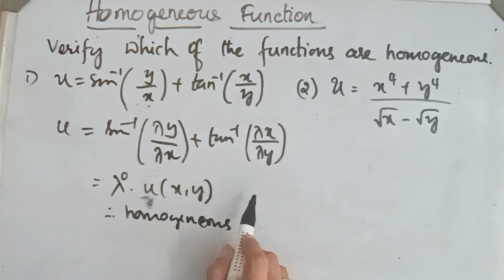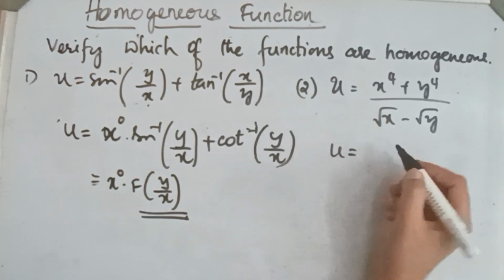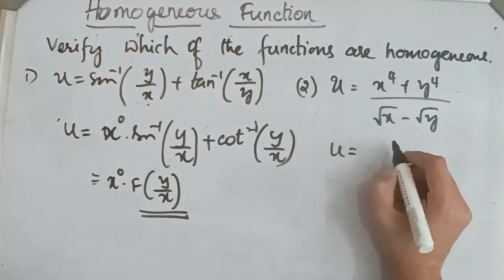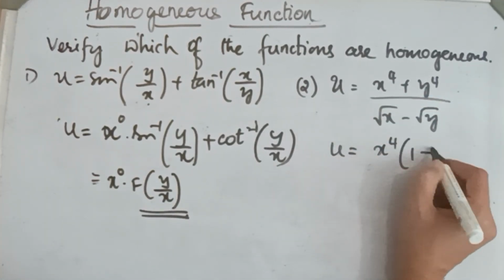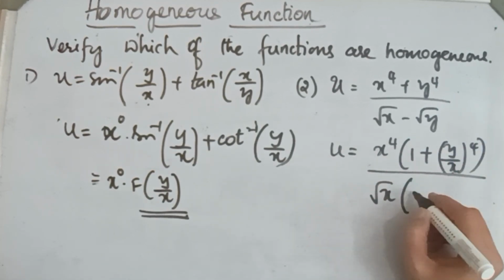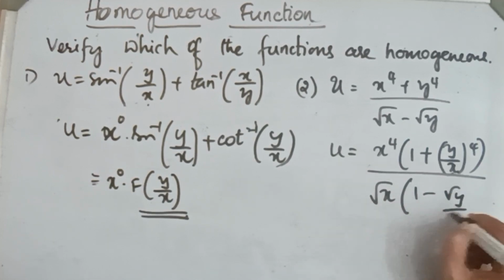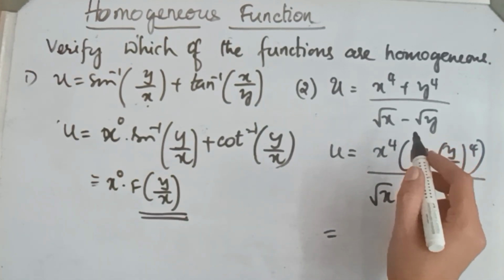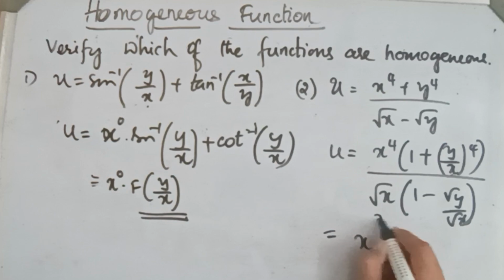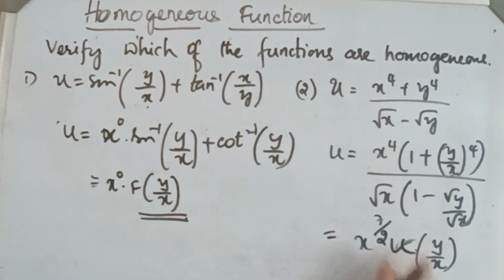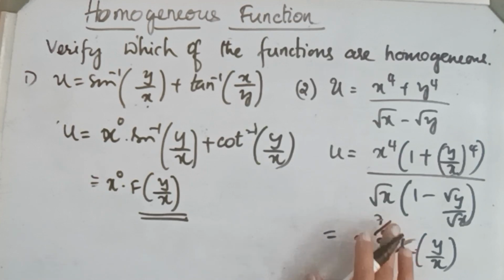Similarly, second one, in this case u equal to, either you can replace it by lambda x lambda y, that is the best method. So here in this case, if you take x power 4 common, 1 plus y by x whole power 4 divided by root x common, then 1 minus root y by root x. So that gives you x power 4 minus x power 1 by 2, that is x to the power 7 by 2 into a function f of y by x. Therefore, this function is homogeneous and it is of degree 7 by 2.